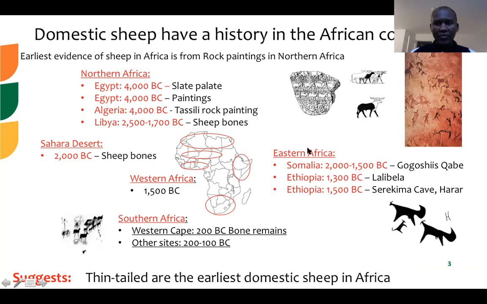In East Africa, evidence has also been found on rock paintings in Somalia and Ethiopia, and this dates to between 2000 and 1300 BC. The rock paintings found in Serekima Cave in Harar province of Ethiopia show sheep with fat tails. In Southern Africa, the evidence, however, has been very recent, and it dates to about 200 BC, and this also shows sheep with fat tails.